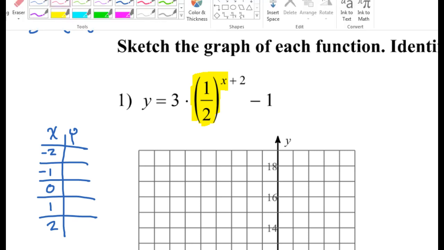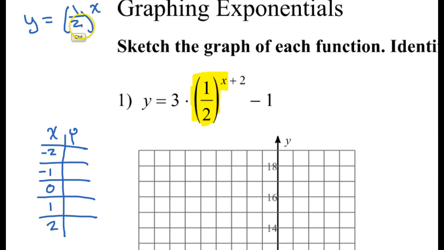So looking at the bottom here, when we say 1/2 to the x power, that means we're talking about 1/2 squared and 1/2 to the 1 power and 1/2 to the 0 power. Okay, we're doing all of these powers. And then it would be 1/2 to the -1 power and 1/2 to the -2 power. And that's how we will get our y values.